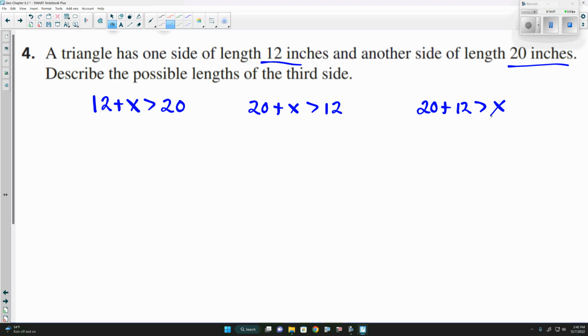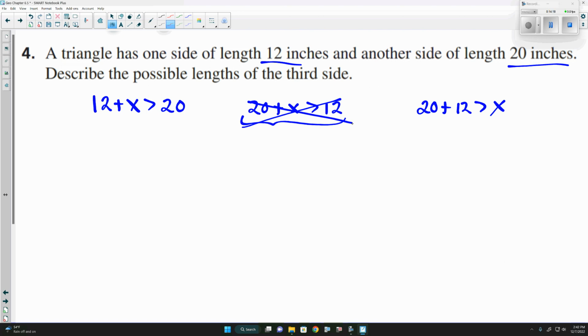But again, this one here, it worked out. This middle one doesn't mean a whole lot to us because is 20 already greater than 12? Yeah, so this is not going to tell us anything. So the main two we're looking at are these two here.